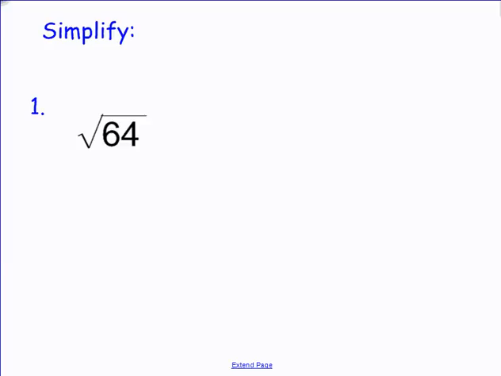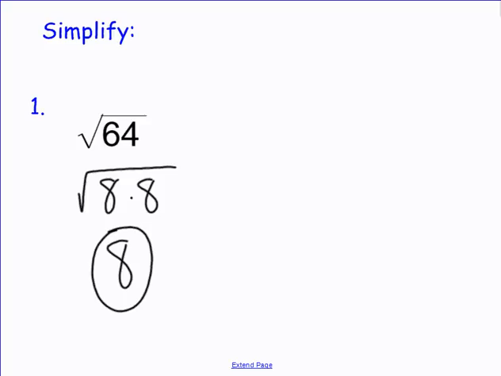So for number 1, we need to find the square root of 64. Remember, what a square root means is: what are the two numbers that are exactly the same that multiply to get 64? That's what it's asking. Those two numbers that multiply together to get 64 are 8 and 8. Some of you probably just already know that because you have it memorized.